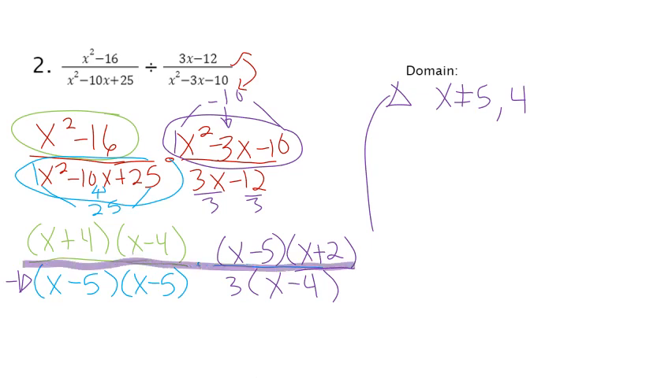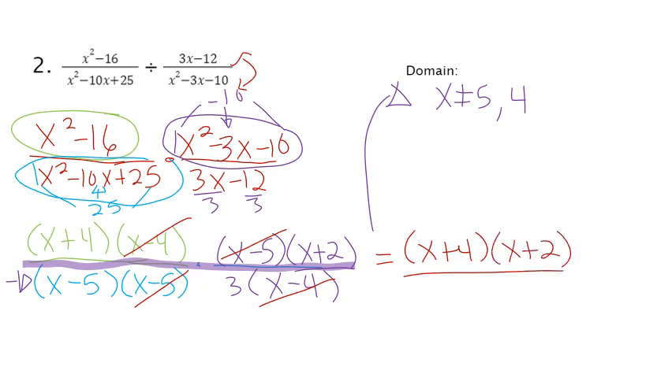So we do have an x minus 4 that can go away. We have an x minus 5 that can go away. And that's basically it. So on the top, we have x plus 4, x plus 2. On the bottom, I might pull this 3 out front just so we don't lose it. And then you can leave your answer just like that.